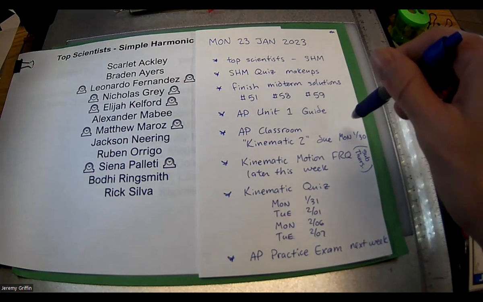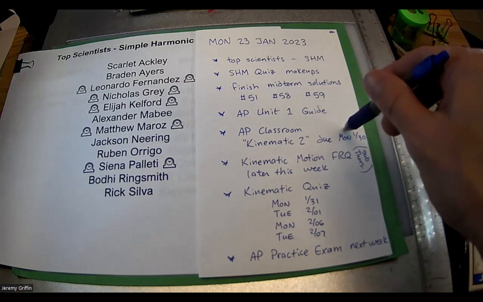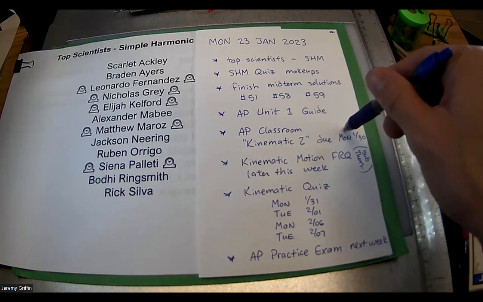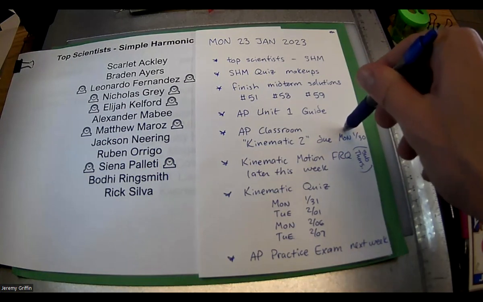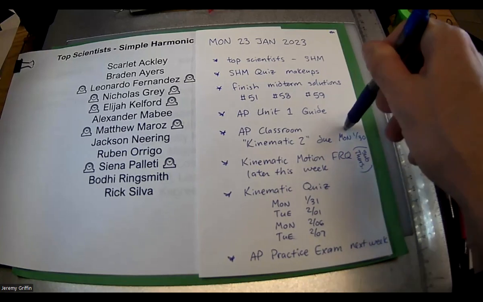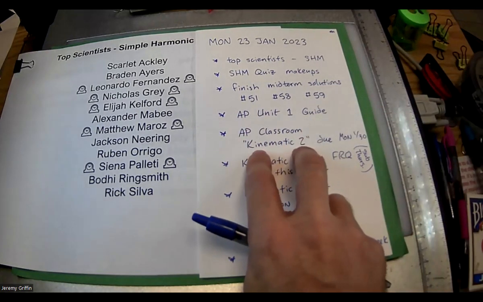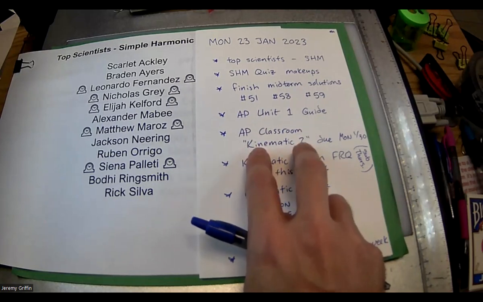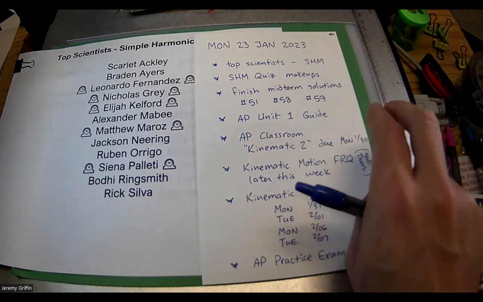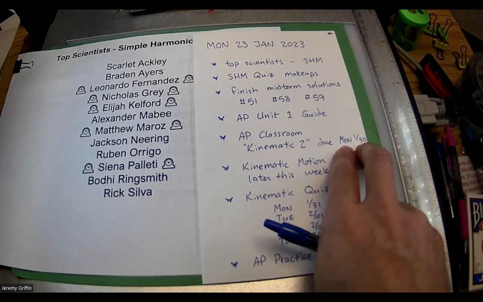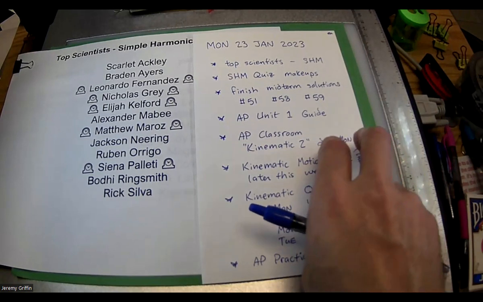This next couple of weeks we're going to go back to the beginning. Unit 1 by AP's book was kinematic motion. You remember that was linear motion and also projectiles. I just opened up a file for you on AP Classroom called Kinematic 2. The due date is one week from now, Monday the 30th. That's tentative, I might bump it, but for now let's have that.